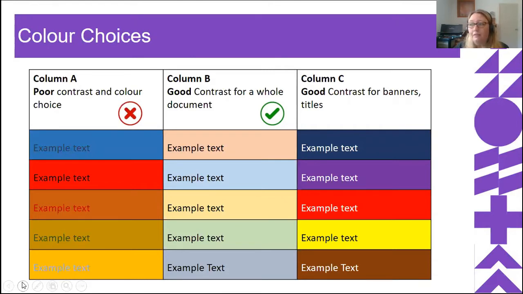Now, column B tends to use more pastel colors. And a pastel background is very enabling. It's enabling for people without a disability. It's easy on the eye. It's particularly enabling for those with dyslexia and those with autistic spectrum, because it's quite gentle. It doesn't overwhelm.